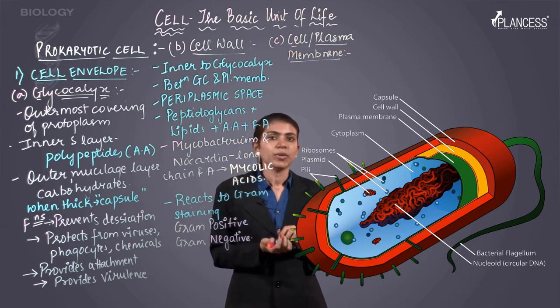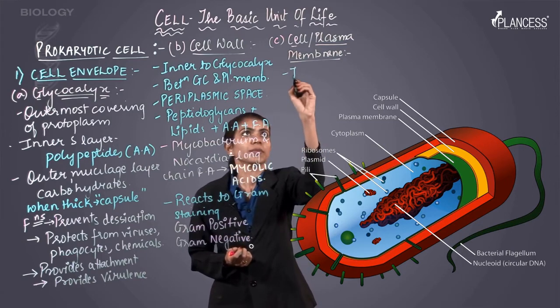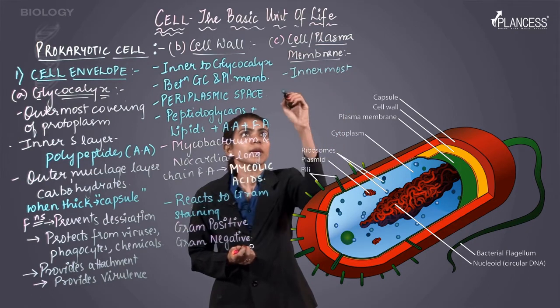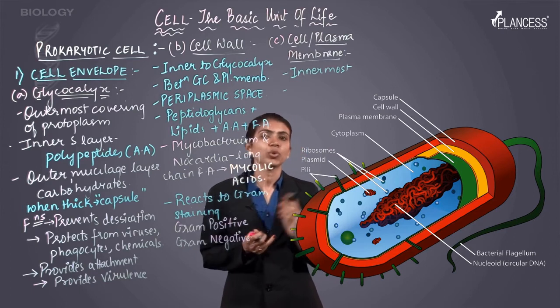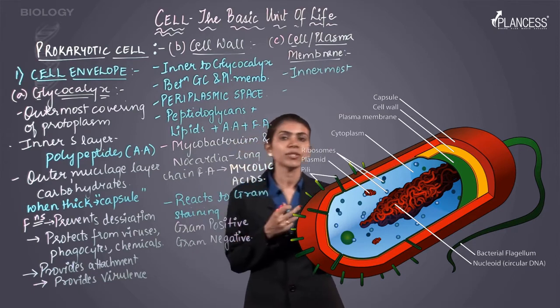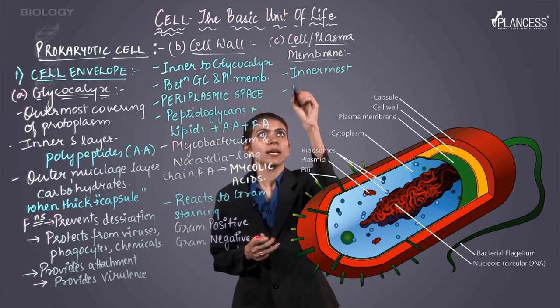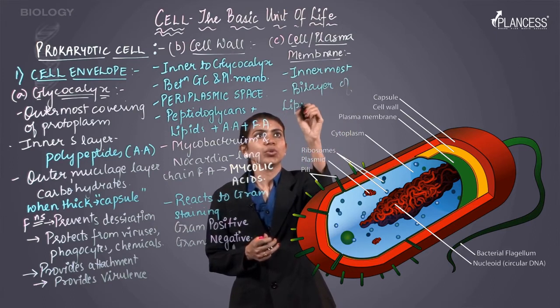Now this plasma membrane is the innermost layer of the envelope. It is made up of proteins and lipids. Two layers of lipids and proteins form the plasma membrane. So I can say that it is made up of a bilayer of lipoproteins.